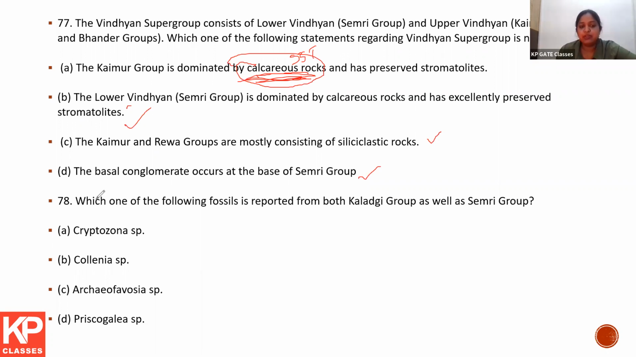Now, next question. Which one of the following fossils is reported from both the Kaladgi group as well as the Semri group? Answer is Collenia species. So among all other fossils, Collenia is the one that we get from both Kaladgi and Semri group.